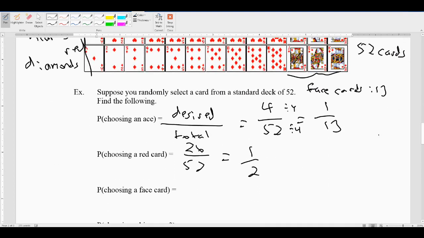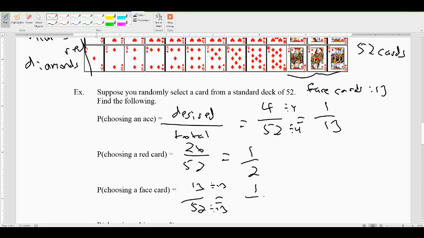Face cards. I've already told you how many face cards there are. There's 12. How many total cards? 52. Then reduce that. You can find out 4 is used quite a bit. Well, in this case it's not. So 12, but 12 does go into both 12 and 52.